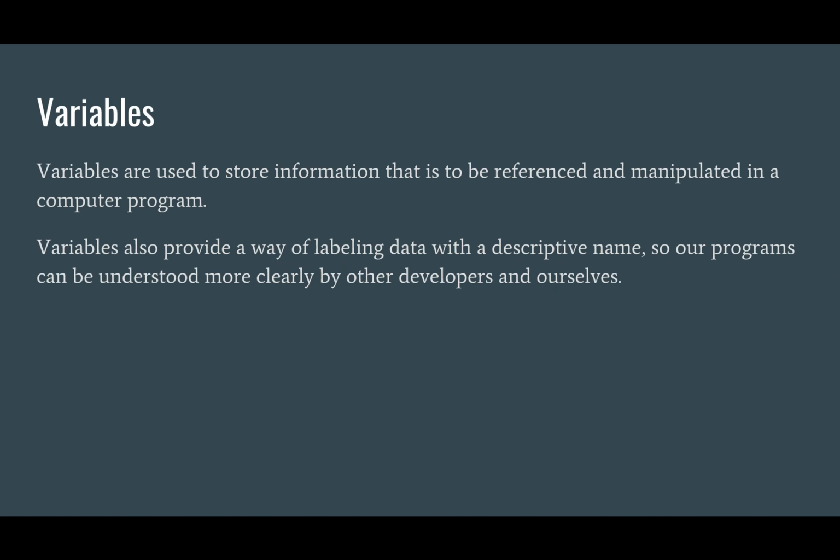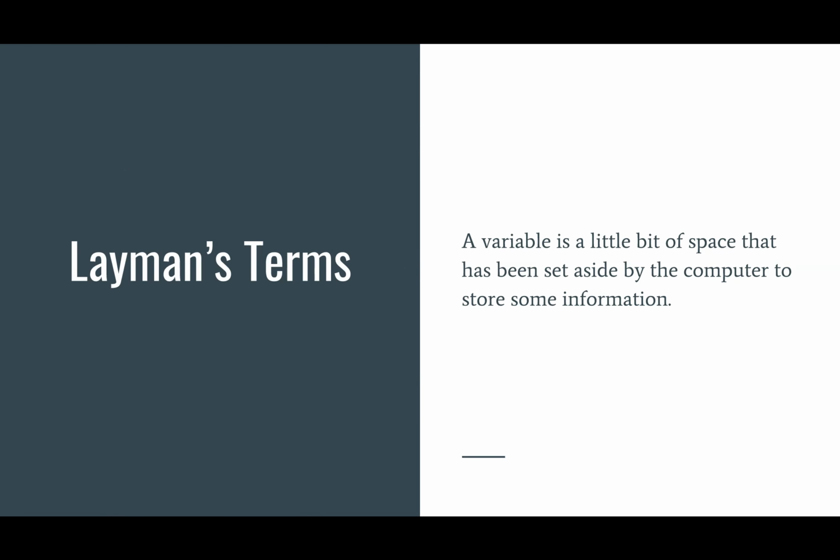So variables are used by the computer to store information that is to be referenced and manipulated in a computer program. Variables also provide a way of labeling data with a descriptive name so our programs can be understood more clearly by other developers and ourselves. So in layman's terms, a variable is just a little bit of space that the computer sets aside to store a value or a piece of information.